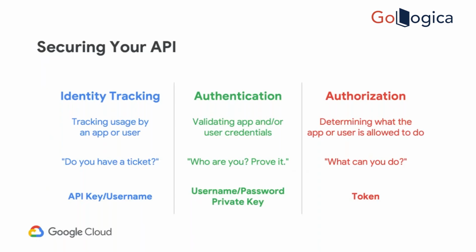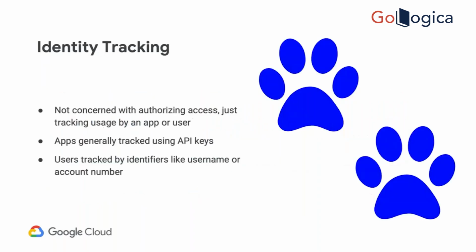And then this is tracked using OAuth tokens and SAML tokens, right? So the tokens will have the information of all the access. So now, identity tracking. As I said, identity tracking is not concerned with authorizing the access. It is just tracking the usage by the app or user, basically identifying the caller.